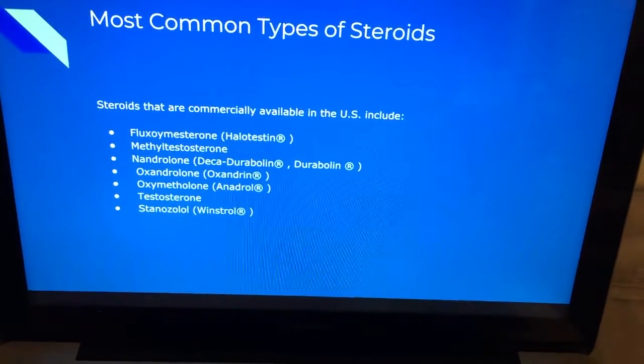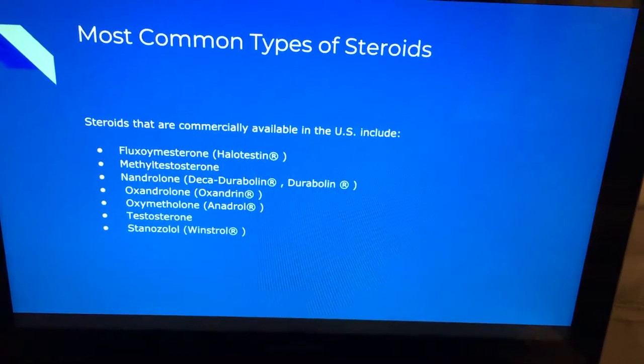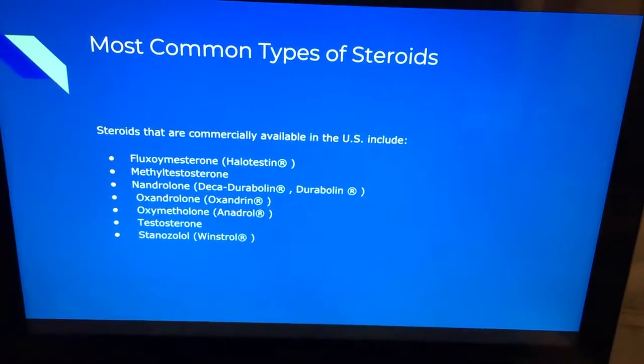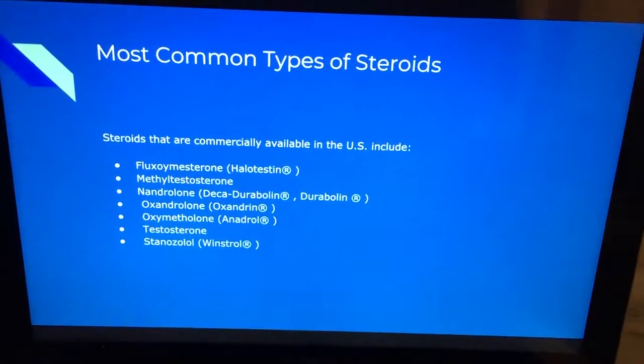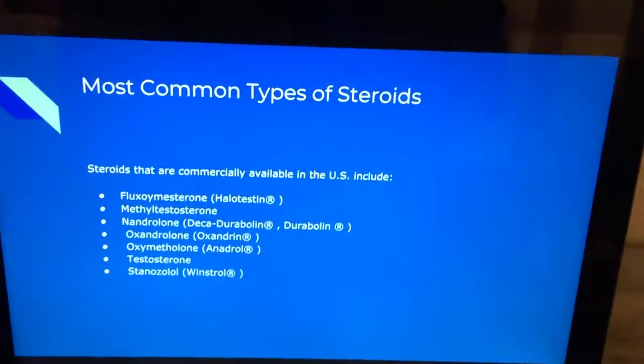So the most common types of steroids we see here are the commercially available ones in the US. And within the illicit anabolic steroid market, there are many more that are being abused. That includes steroids which are not commercially available in the US.